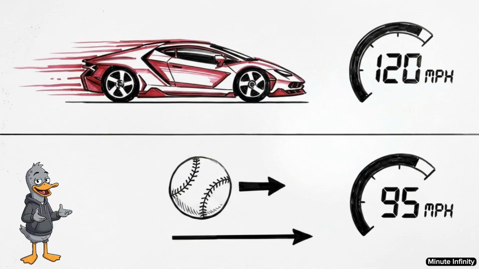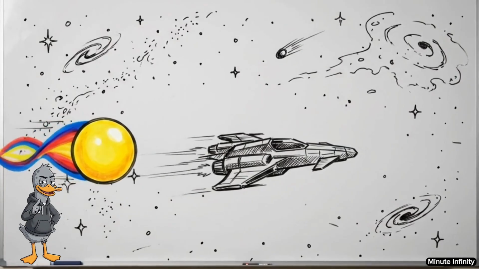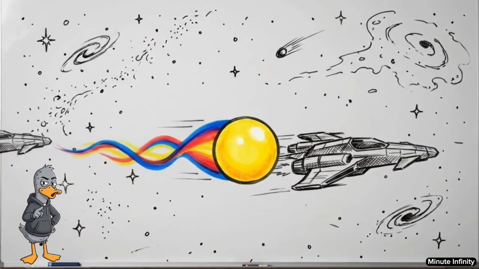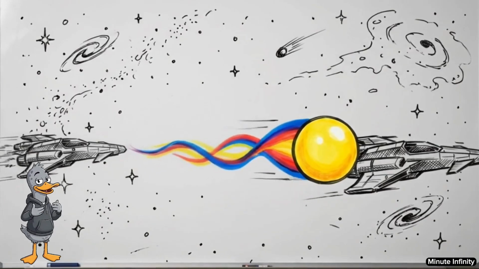While a car or a baseball will always change speed depending on who is watching them move, light refuses to conform. No matter how fast you are traveling, light always outpaces you at that exact same rate, acting as the ultimate speed limit of the universe.